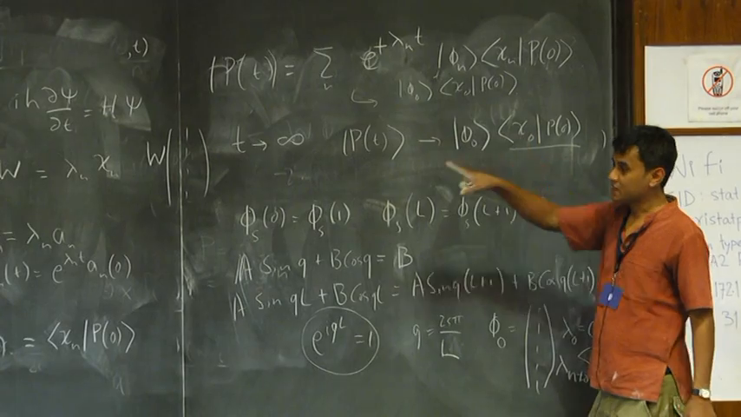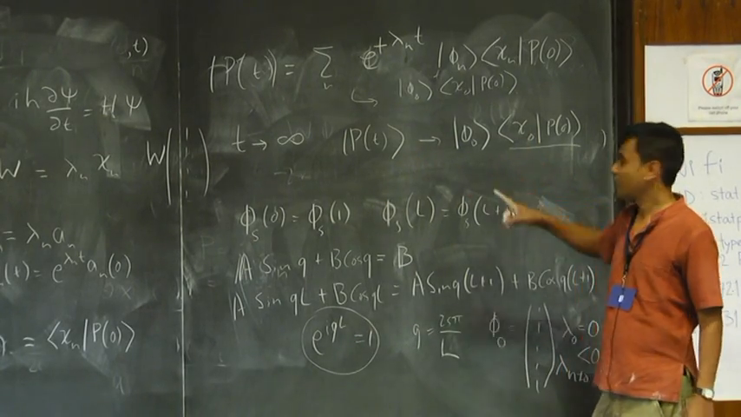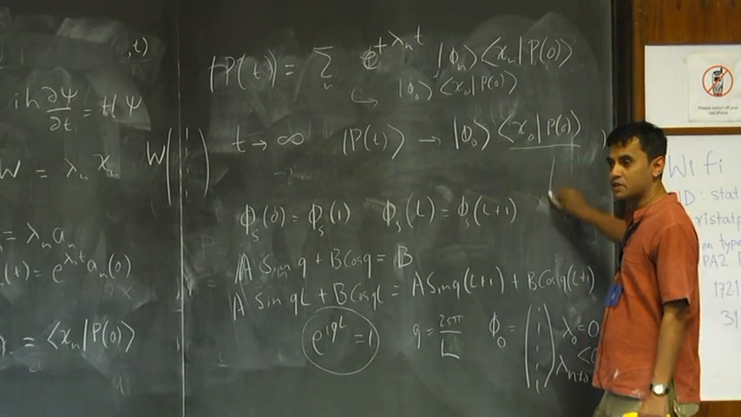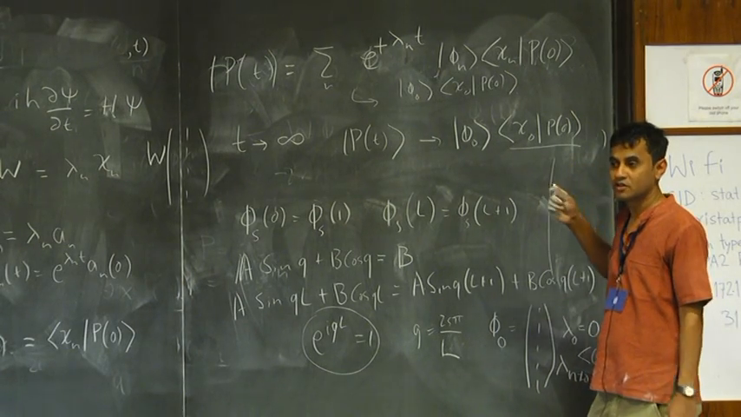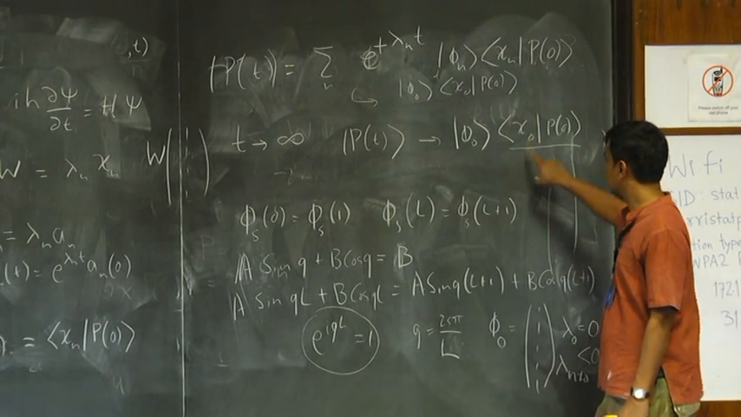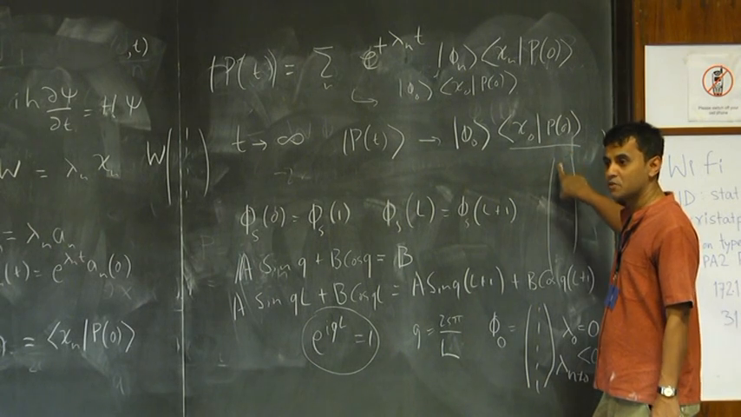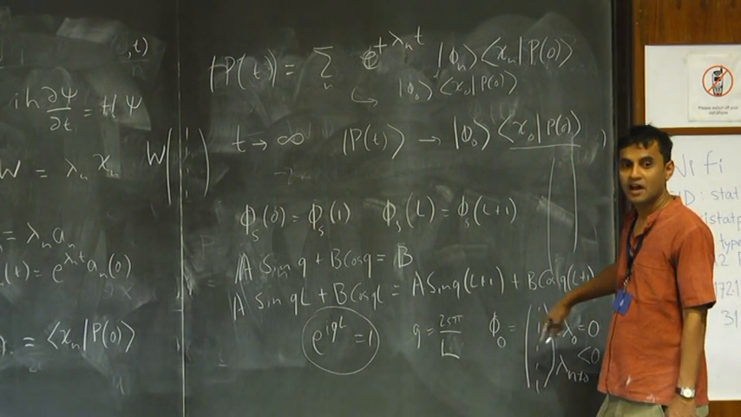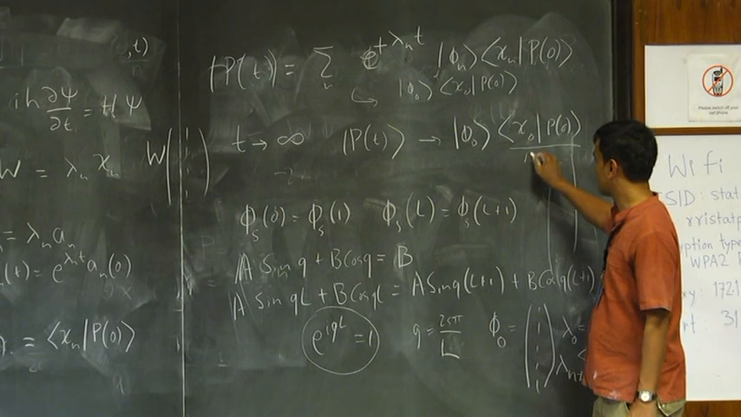Given chi0 we found, it is 1 1 1 1, and p0 is a vector which gives me the probability at each site at t equal to 0. So, if I take this product, what is it? It is the sum of these, and that is 1. So, this is actually just 1.